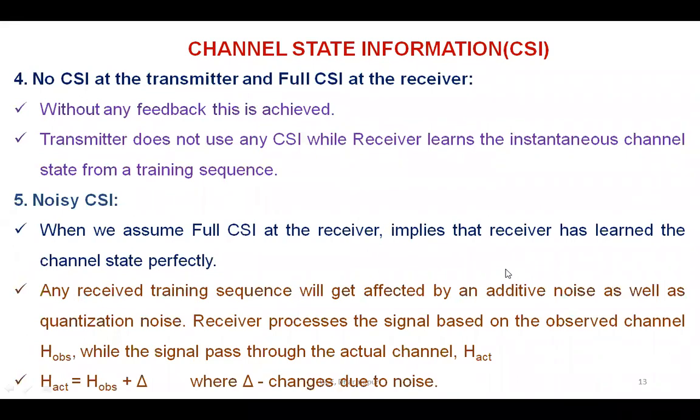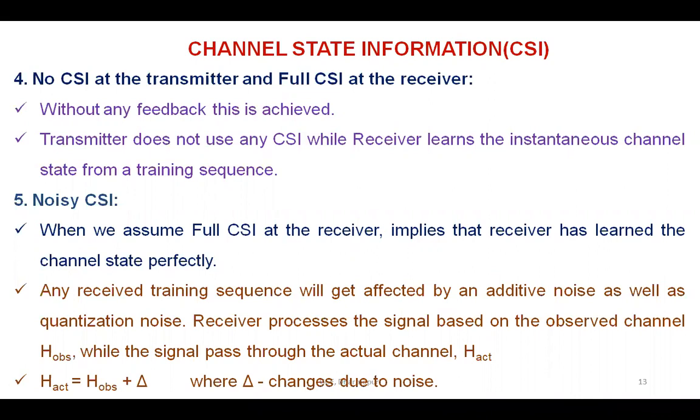The fourth one, no CSI at the transmitter and full CSI at the receiver without any feedback. This is achieved when the transmitter does not use any CSI, while the receiver learns the instantaneous channel state from a training sequence.